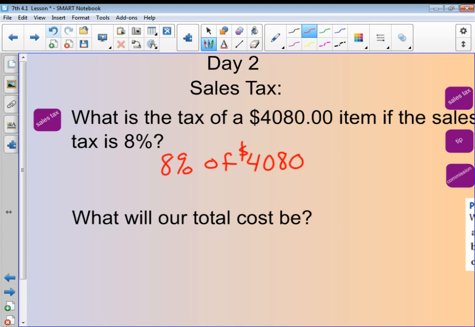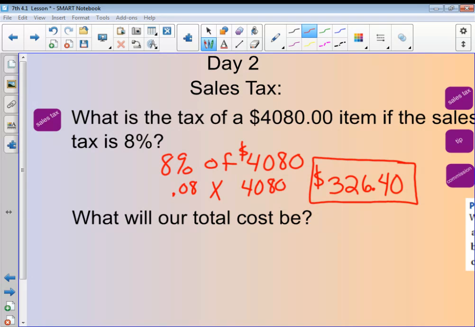Okay, so if I want to find out 8% of 4,080, remember, of can be substituted with a multiplication sign that we learned yesterday. So 8% would be 0.08. Of means times 4,080. So we're going to go ahead and multiply those out. So 0.08 times 4,080 gives me 326.4. So remember, we are working with money. So when we have that 0.4, that's actually 40 cents. So the tax is $326.40.